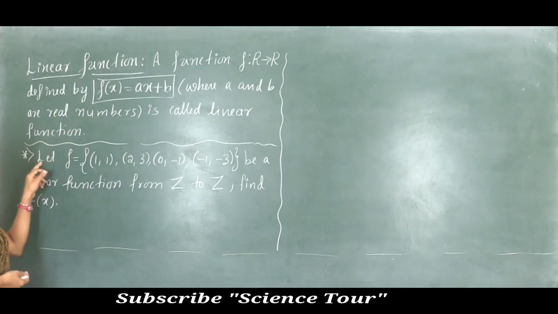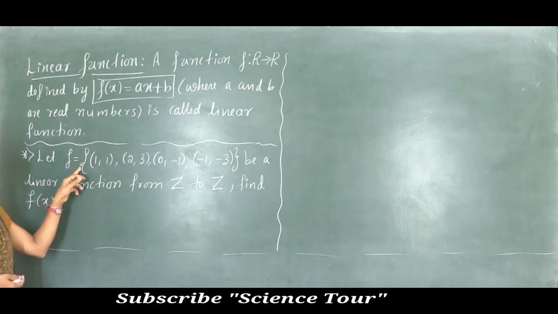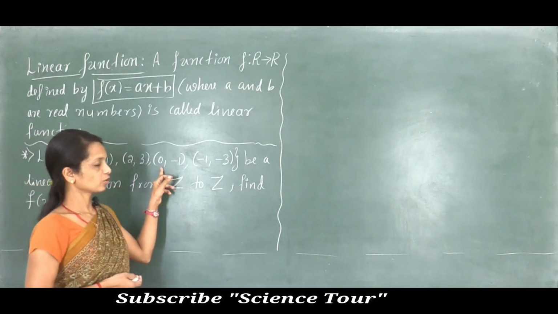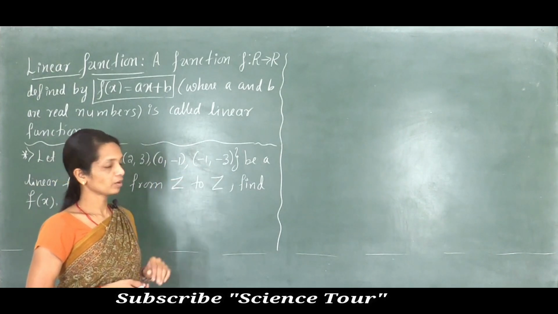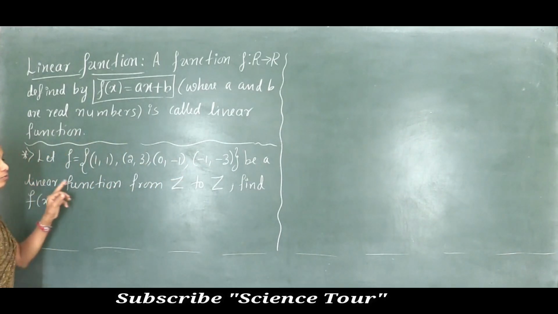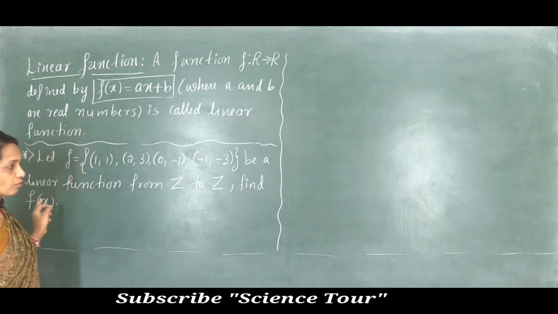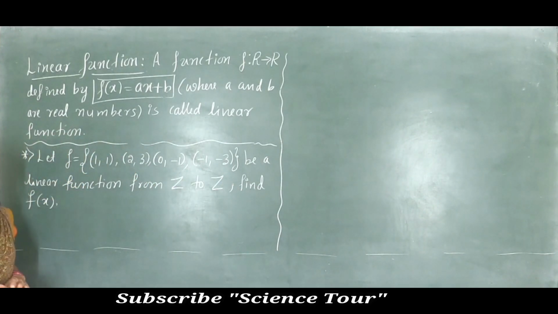First one is: let f is equal to the set containing ordered pairs (1, 1), (2, 3), (0, 1), (-1, -1), (-3, -5)... be a linear function from Z to Z. Then find f of x. Means what is f of x, that you have to find.